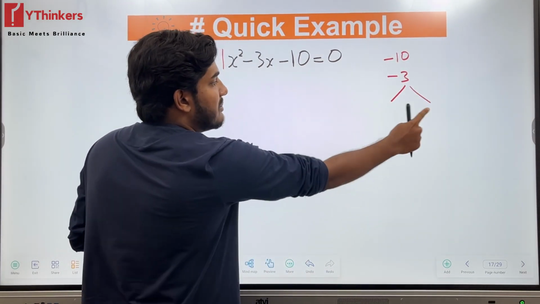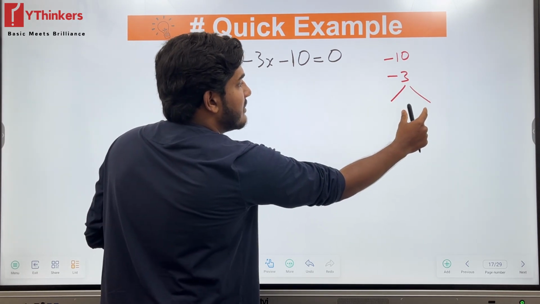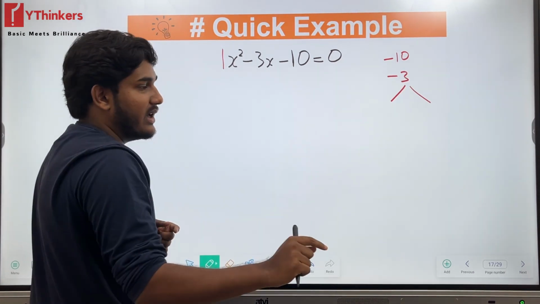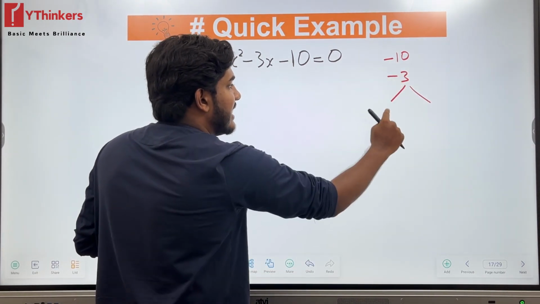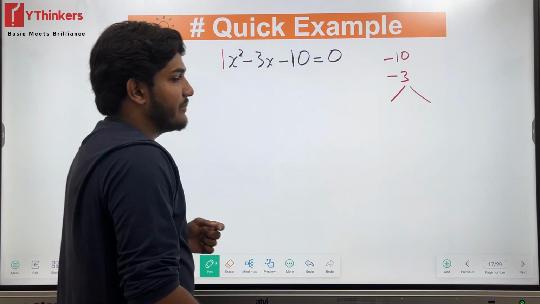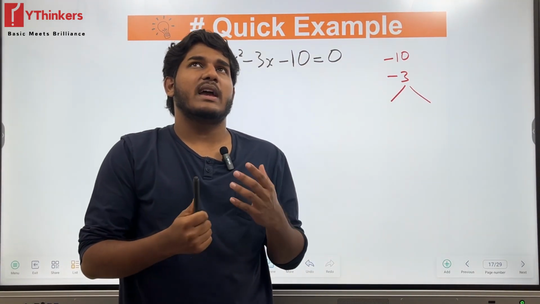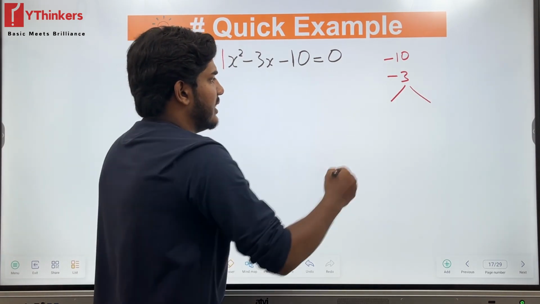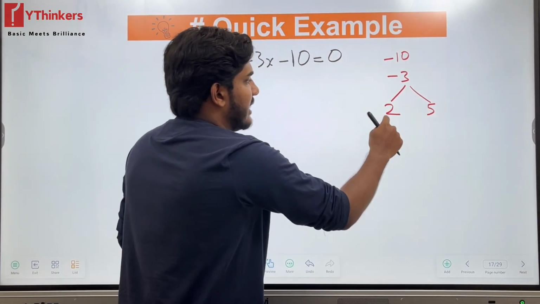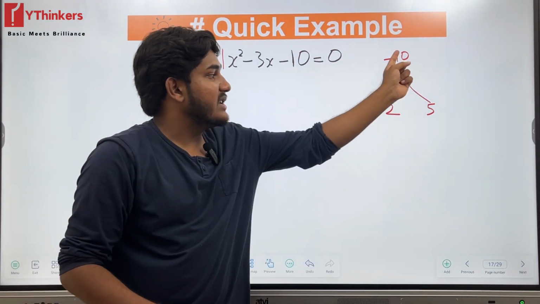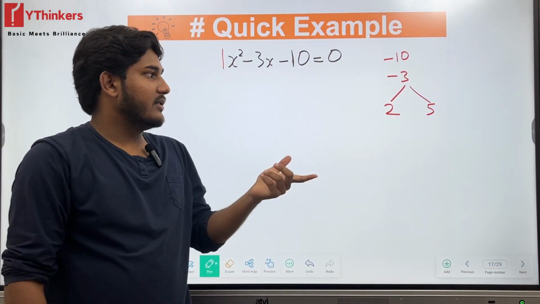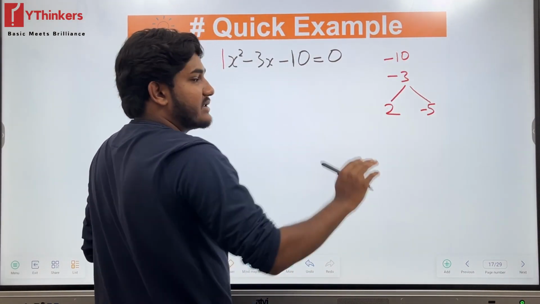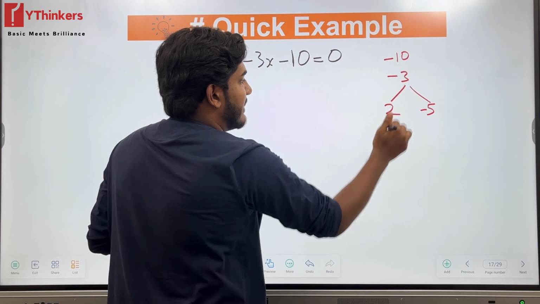Now I need two numbers such that when I add those two numbers, I'll get minus 3, and when I multiply them, I should get minus 10. What could be those numbers which I can multiply and get minus 10? Can I try 2 5s are? 2 5s are 10. No, it should give me minus 10. Let's try putting minus here. If I put 2 into minus 5, I'm getting minus 10. No problem. Let's see if I add this, can I get minus 3?